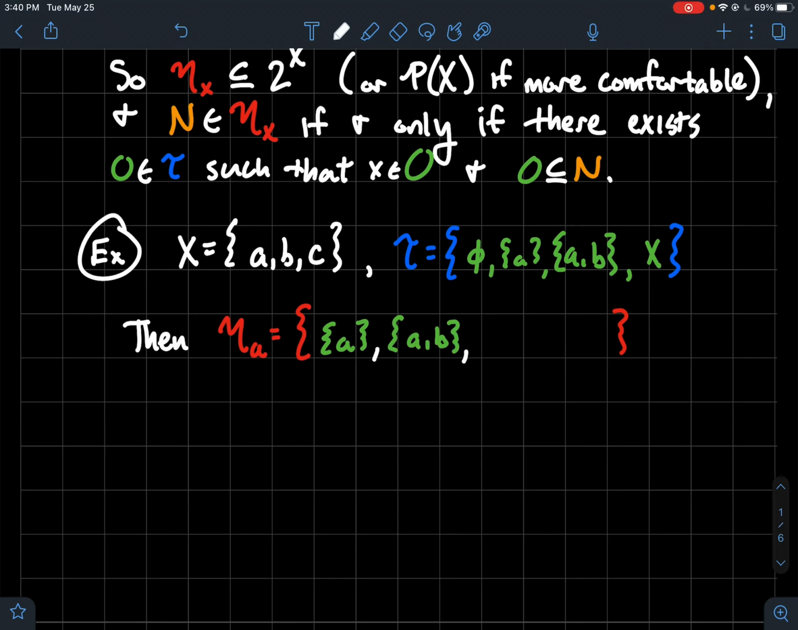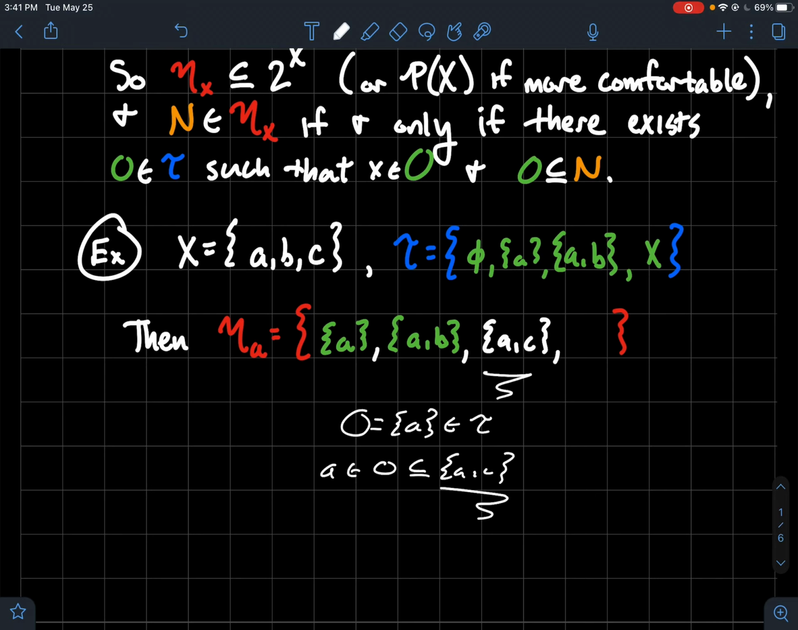What else? {A, B}, great, that's for the same reason. In this case, this can act as N and O in the above definition. And do we get anything else? {A, C} also is one, and what I want you to notice here, as we talked about in the previous video, is that neighborhoods don't necessarily have to be open. So why is this a good neighborhood of A? To demonstrate that this is a neighborhood of A, it's because {A} is an element of T, and A is in that, so in other words, this is my O. So {A} is an O, and that's completely contained in {A, C}. So that demonstrates why {A, C} is a good neighborhood here.